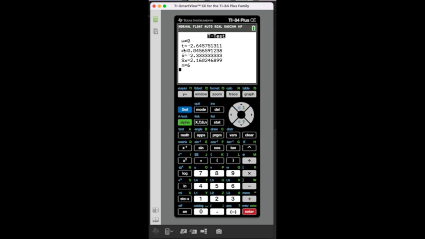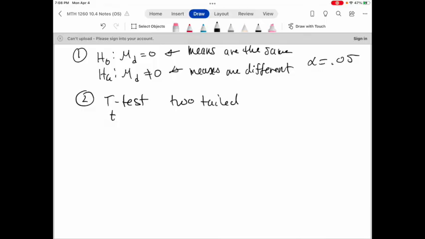And we're going to get that our test statistic is negative 2.64575, and our p-value is 0.045659. So let's go ahead and finish our hypothesis test now that we have that information. For our test statistic, we get negative 2.646, and for our p-value, we get 0.045659.